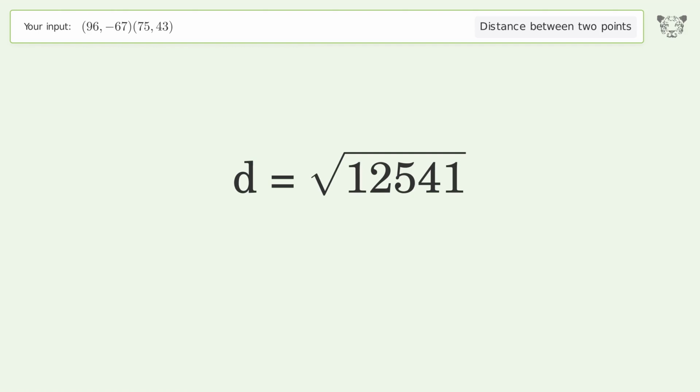And so the distance between the 2 points is the square root of 12,541 or 111.987.